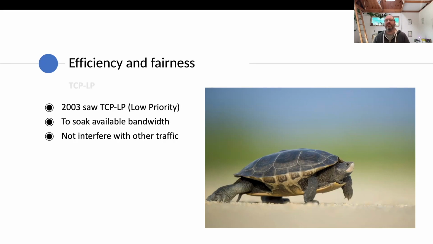2003 also saw TCP Low Priority, and this is one of those odd algorithms where it's not really about efficiency and fairness, but more about soaking up the available bandwidth, so as not to interfere with other traffic. And it was a pretty neat idea.